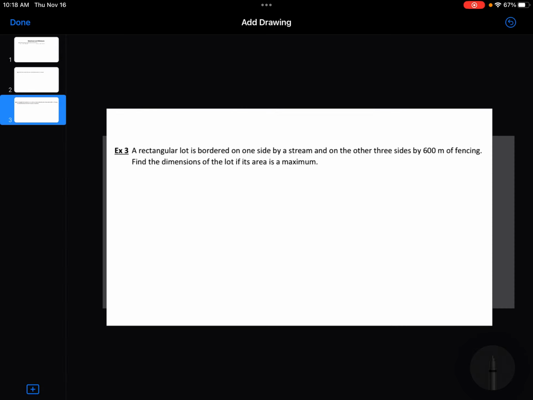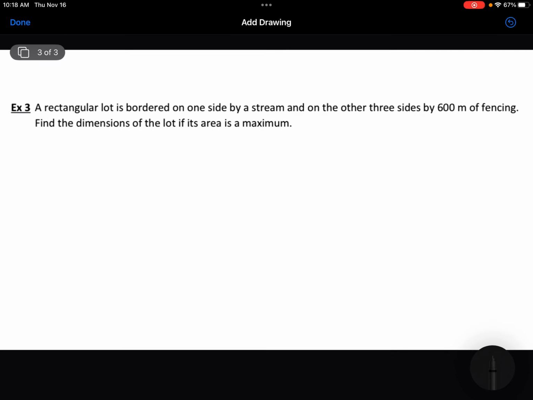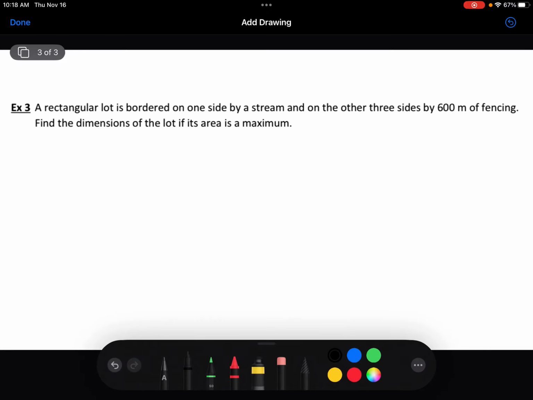Okay, looking at this last one. When we're doing questions like this, we want to make sure we have a diagram. So a rectangular lot is bordered on one side by a stream. The other 3 sides are fencing. So I'll even use colors here. We'll have a blue stream. There it is. And now we're going to have fencing going around this lot. Okay, it looks like that.